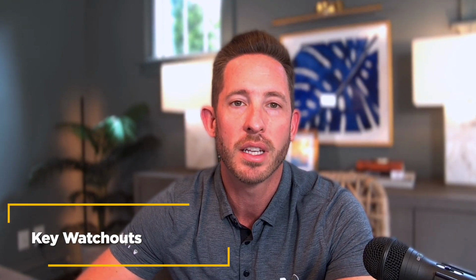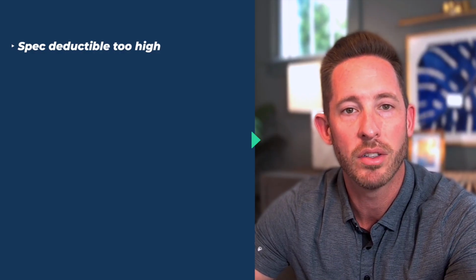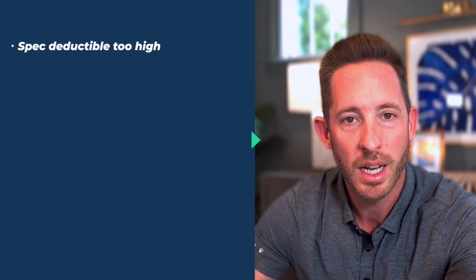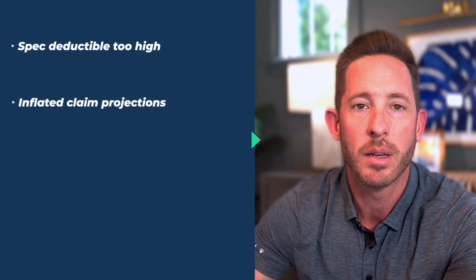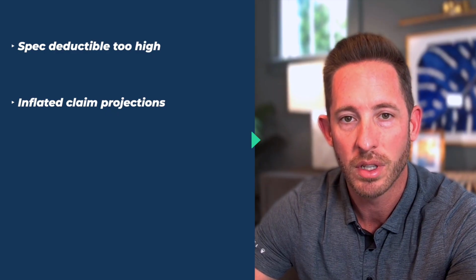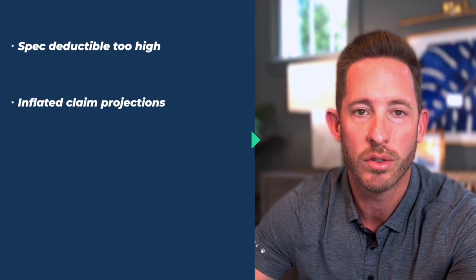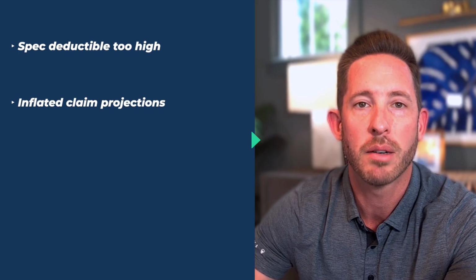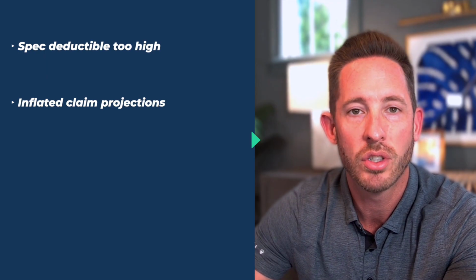Now here are a few things every buyer should be watching out for. Look for spec deductibles that are set too high. A 150K spec might look cheap on paper, but if you've only got 75 employees, that's a lot of risk to carry. Inflated claims projections. Aggregate coverage is built on your expected claims. If these projections are padded too high, your AG corridor is also inflated, which makes your AG protection nearly impossible to hit. In translation, you're paying for coverage that you'll never see.